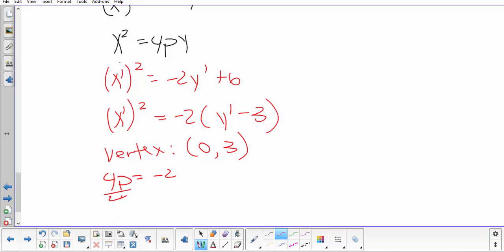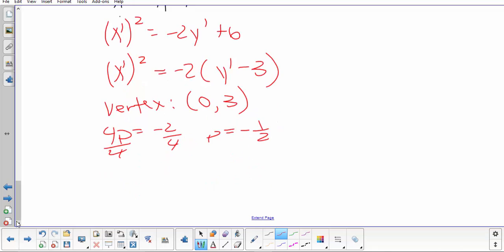So if we divide by 4, p is negative 1/2, which tells us that this is a parabola that opens down because it's x squared, so it would be up or down, and p is negative 1/2, so it opens down. This is (0, 3) on the rotated axes.